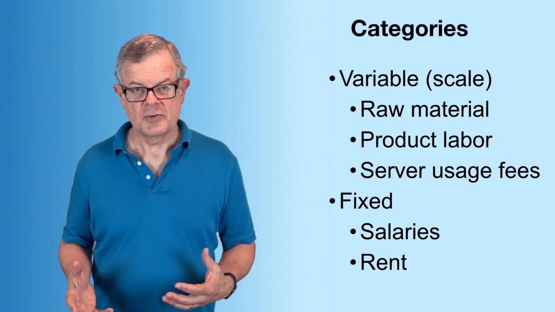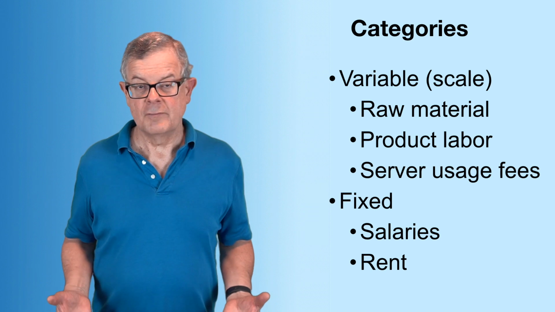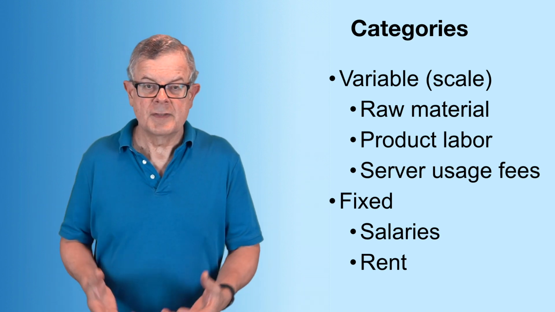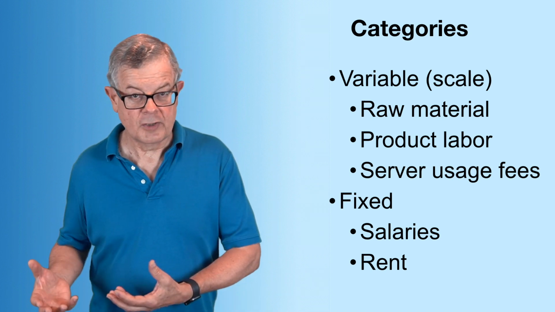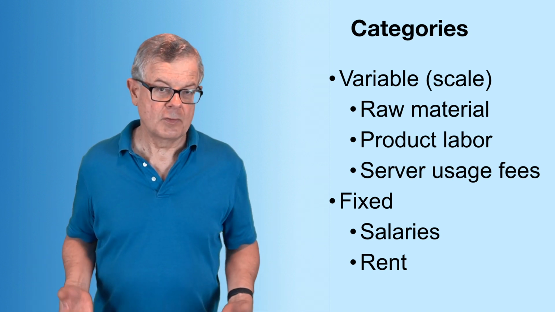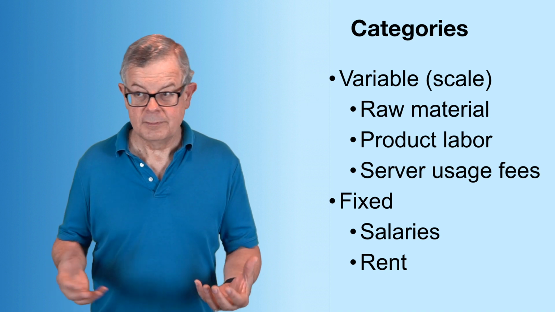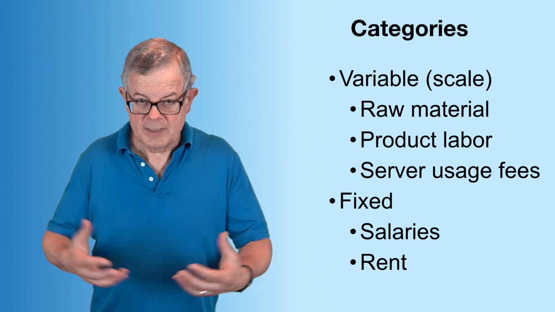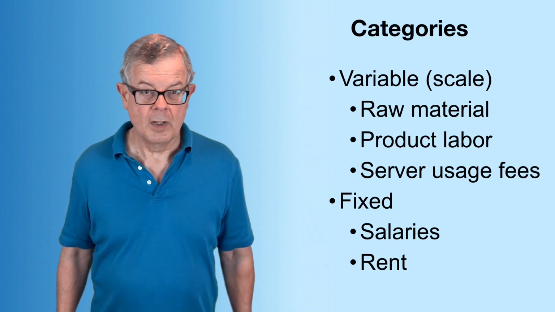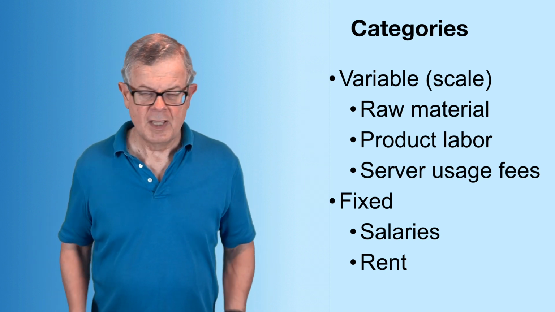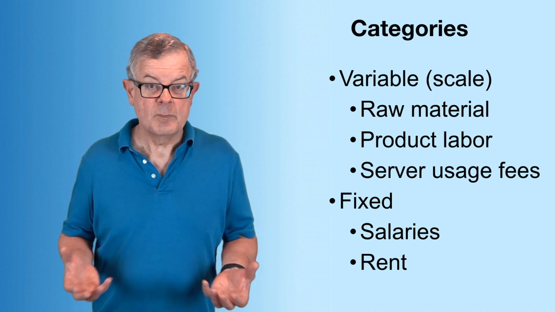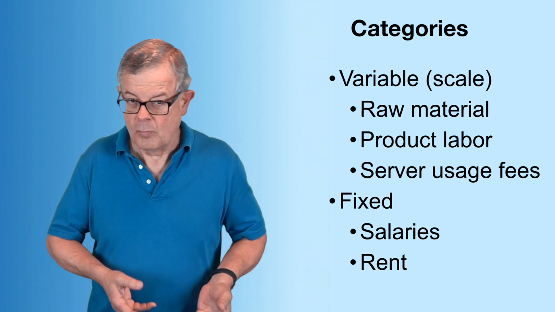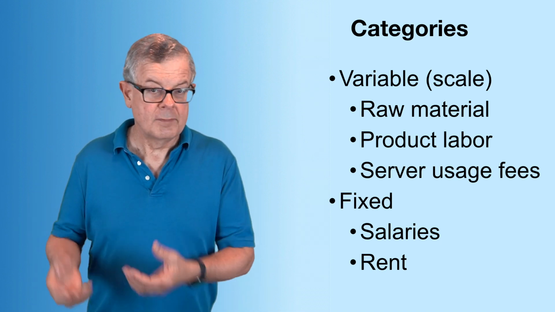So when we talk about cost structure, there are two basic categories of cost: variable costs and fixed costs. Now, variable costs are costs that scale with your production. So let's say you're building a physical product. Well, there's raw material. You'll use more and more of that the more product you make, and production labor to put together the product. Again, you use more of that depending on how much product you ship. Even if you're a software company, there are some variable costs like server usage fees. For example, the more server power you need, the more you'll pay.